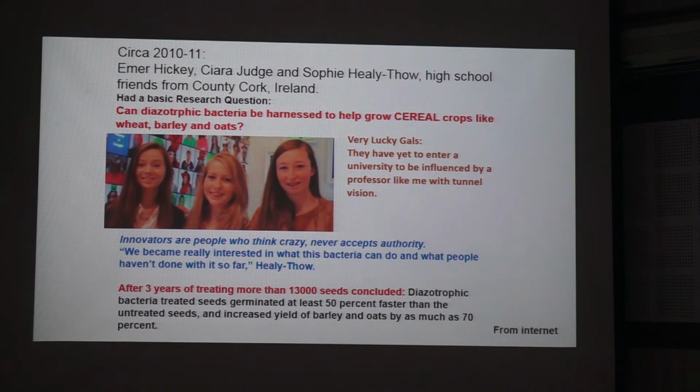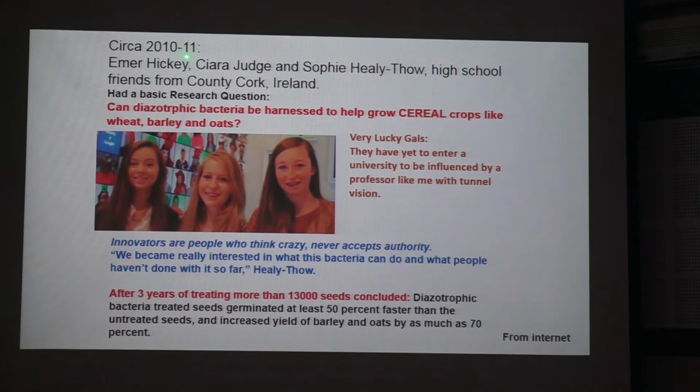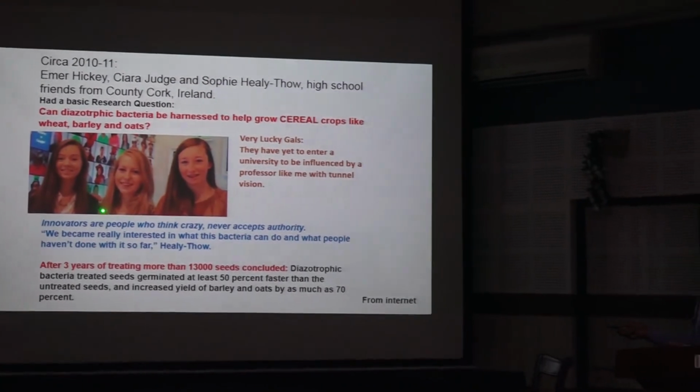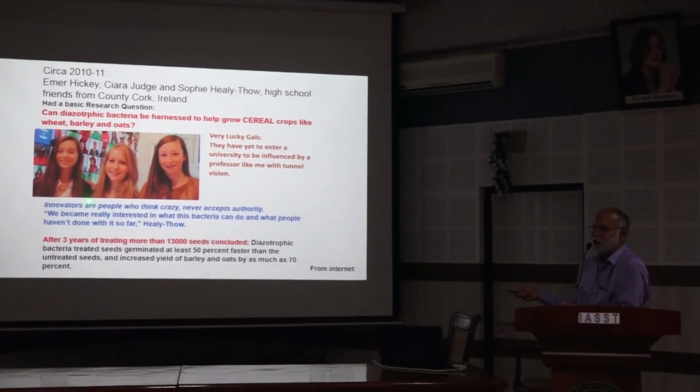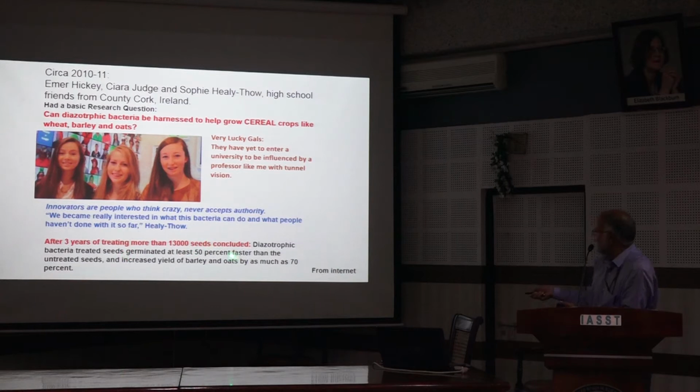Another, again, to glorify microbial research. This also some of you have seen: the Circa Award 2010 was a Google competition in which 3 Irish girls won, even outcompeting some beautiful models of aerospace and that kind of sophisticated thing. Why? What they did is fantastic. Just read this: after 3 years of treating more than 13,000 seeds, they concluded that diazotrophic bacteria treated seeds germinated at least 50% faster than the untreated seeds and increased yield of barley and oats. They are only high school students.